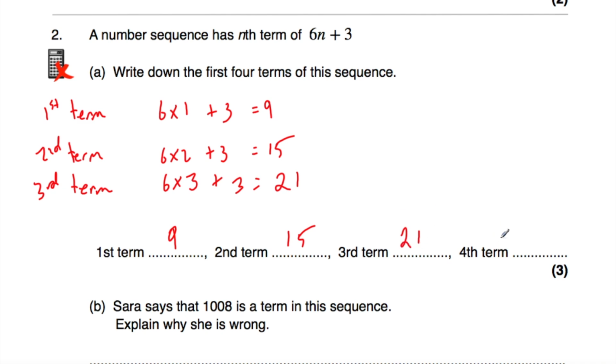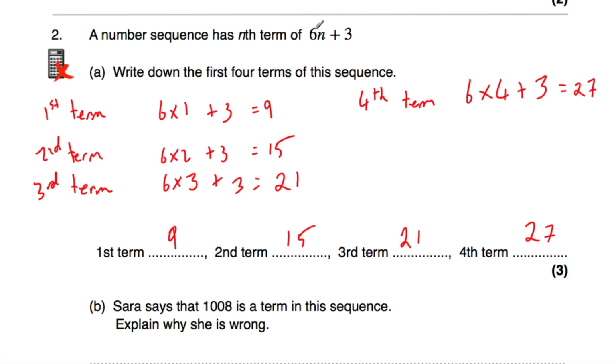And finally, if we want to find the fourth term, we substitute in 4 for the value for n. So the fourth term, we're going to do 6 times 4 and then plus 3. And 6 times 4 is 24, plus 3 would be 27, so that'd be 27. So that means the first 4 terms of the sequence are 9, 15, 21 and 27, and that's it.